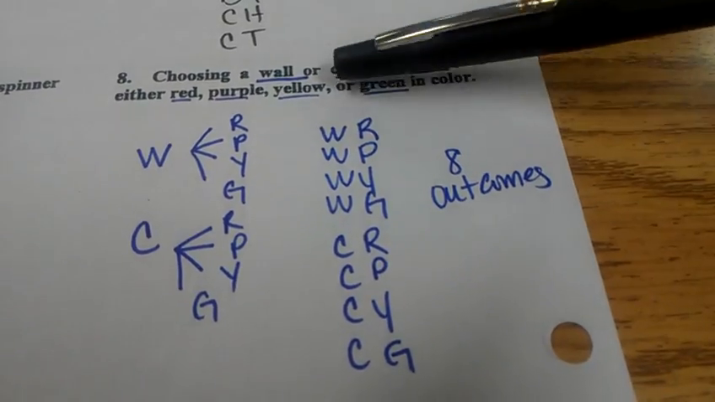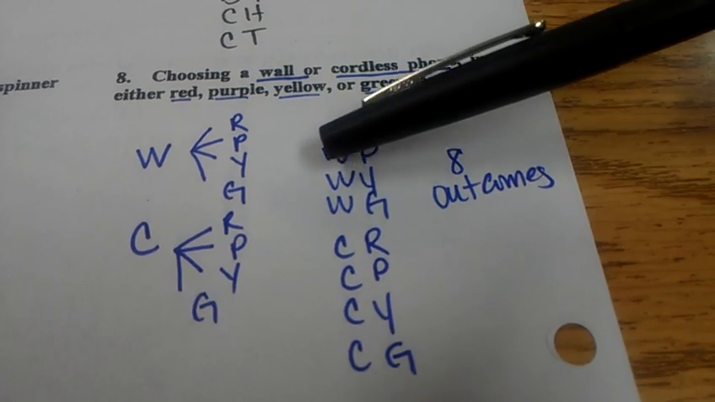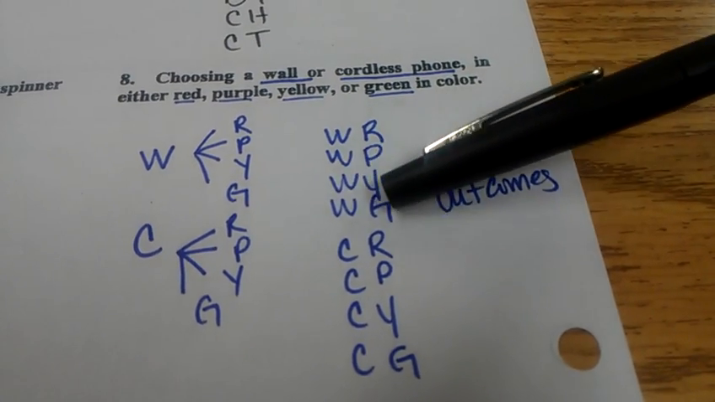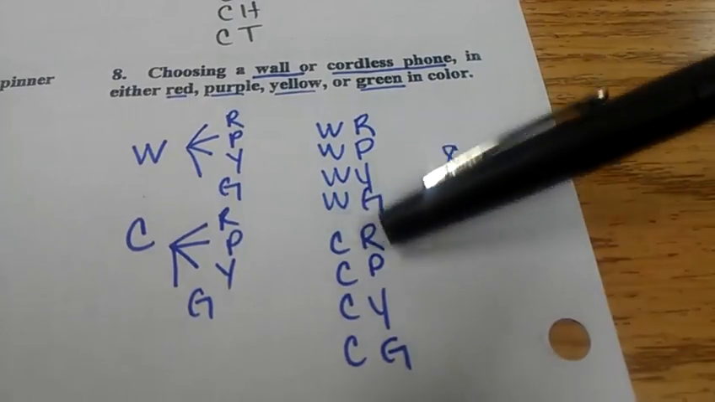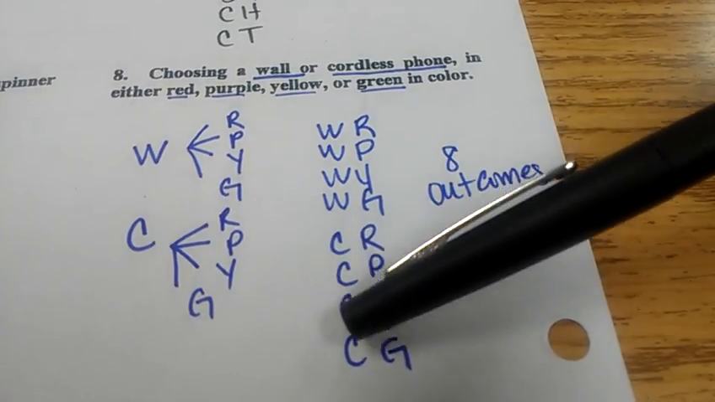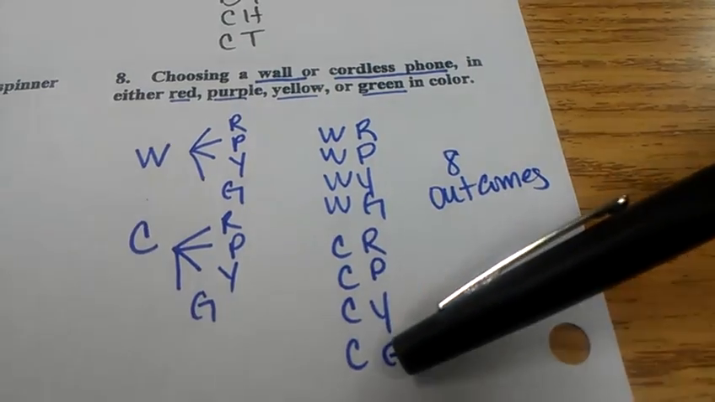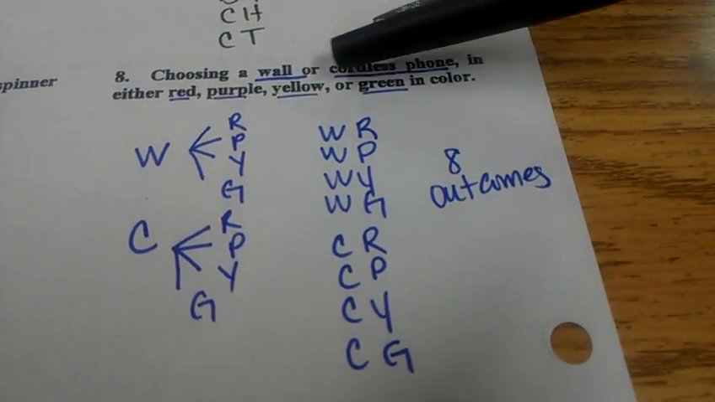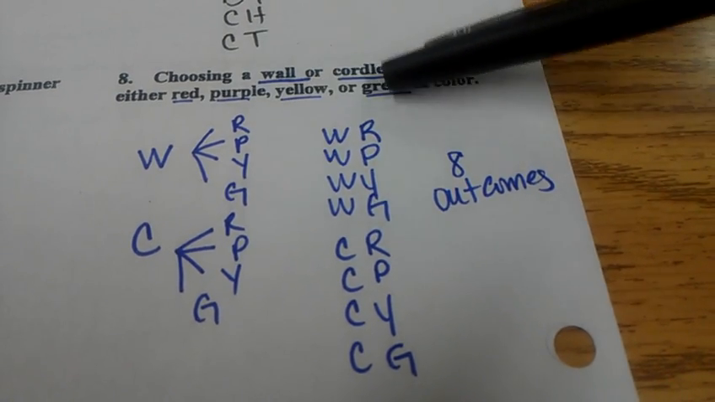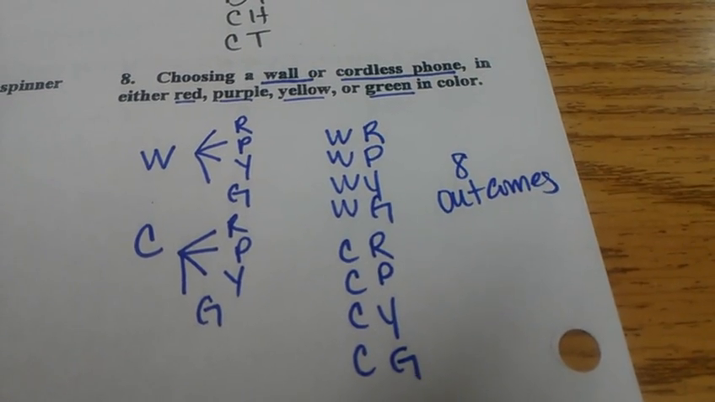So my total outcomes is a wall phone red, a wall phone that's purple, a wall phone that's yellow, or a wall phone that's green, or a cordless that's red, a cordless that's purple, a cordless that's yellow, or a cordless that's green. 8 outcomes. Our first choice was wall or cordless, that's 2, and then we had 4 different colors, so 2 times 4 is our 8 outcomes.